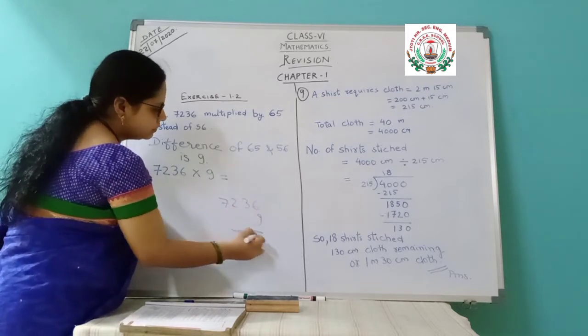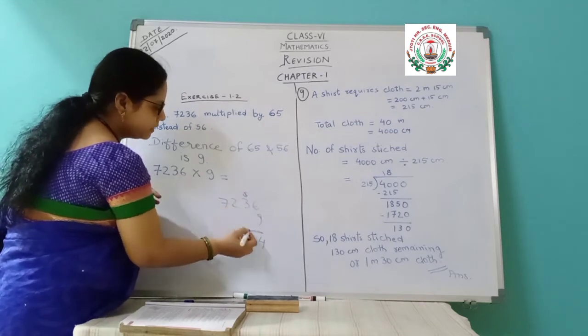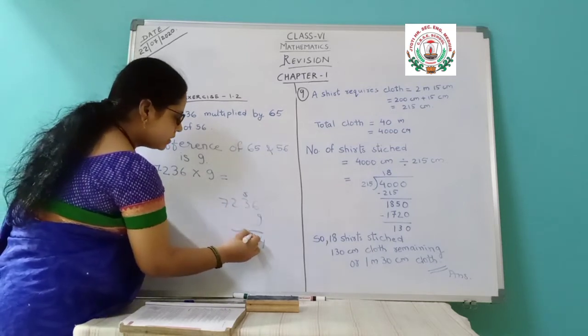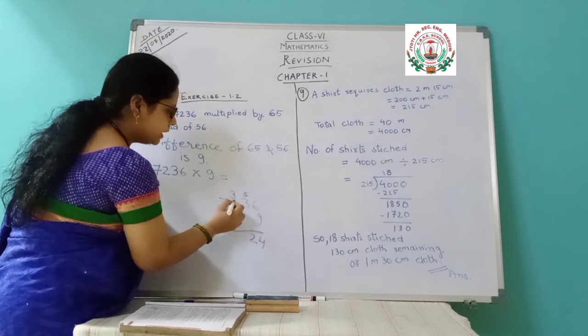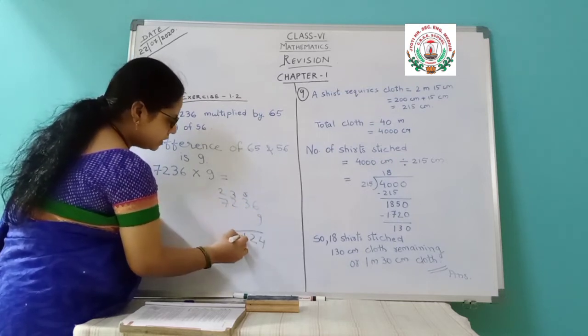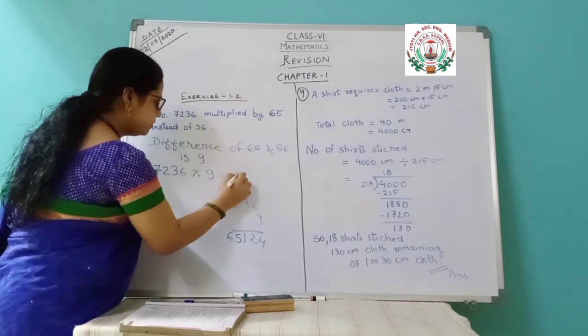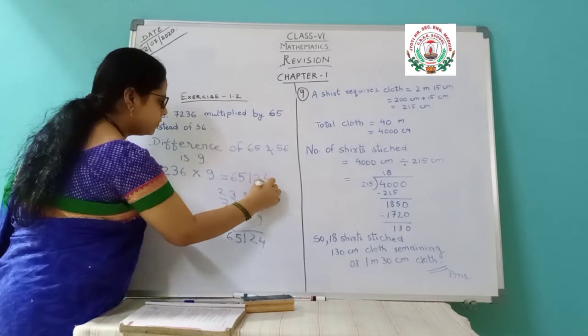9 6s are 54. 9 3s are 27, and 5 carried, 32. 9 2s are 18, and 3, 21. 7 9s are 63, and 2, 65. So 65,124.